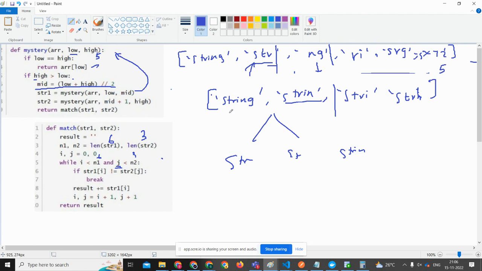Yes. So only when all the elements, all the strings, have a common prefix, only that will be given. Okay. Yeah, got it.